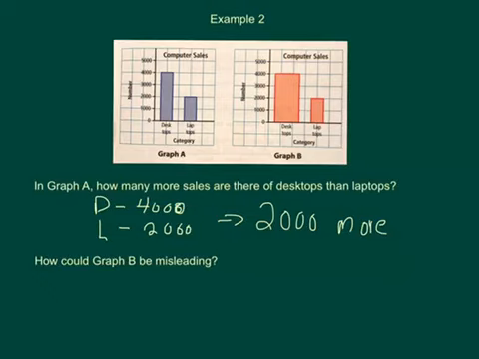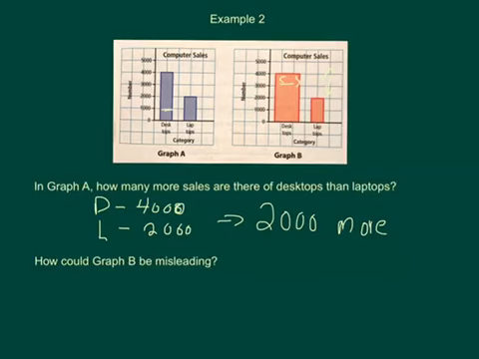But when we look at graph B, how is it misleading? Well, the answer is pretty obvious. They've used way more space to make the laptop bar. So if you just look at it in general, it looks like desktops crushed laptops. Yes, there was a 2,000 difference, but by making one bar much wider than the other, it looks to the human eye that desktops sold way, way more, which we know isn't true. Just by changing how wide the bar is, it changes what it looks like.